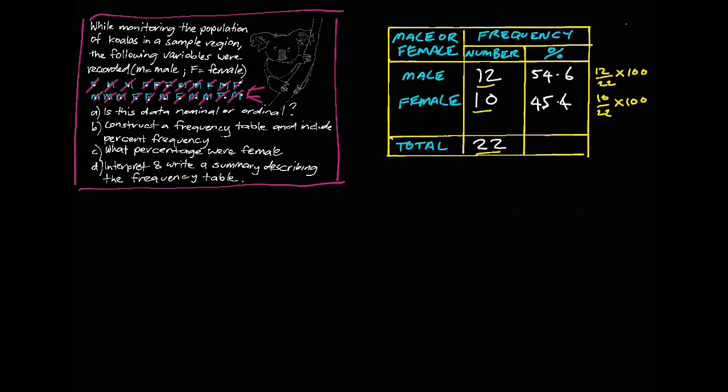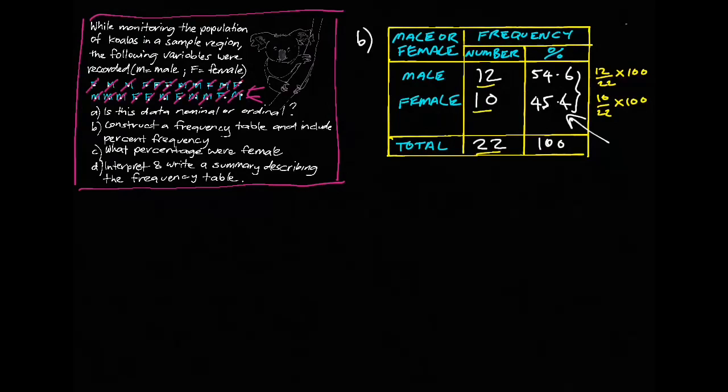45.4. And then to finalise the frequency table, these need to add up to give 100. Now if they add up to give 99.99 or 100.1, it means that it's just a round off error because of the way these have been rounded off. But at the end of the day, if you don't round off at all, you should get 100. So just put 100 in that position. So that's actually the answer to part B, construct a frequency table and include percent frequency. So this is the percent frequency.